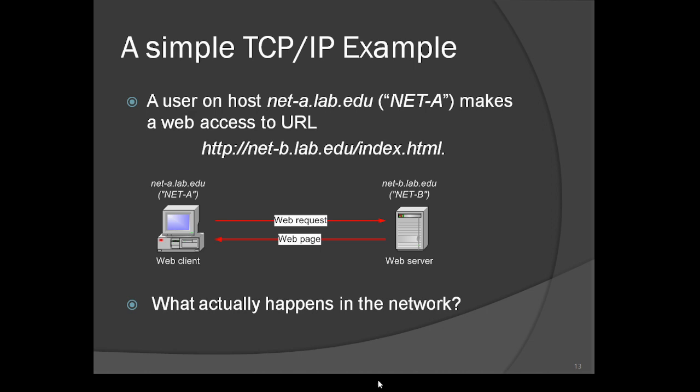So the computer on the left side creates a web request to the computer on the right side, which is NetB, our web server. Basically, the web server provides the service being requested by NetA. If you have the web request, we have the web reply. NetA makes a web access to the URL net-b.lab.edu/index.html, which resides on the NetB server. Since NetB acts as a web server, it provides service to the web client.